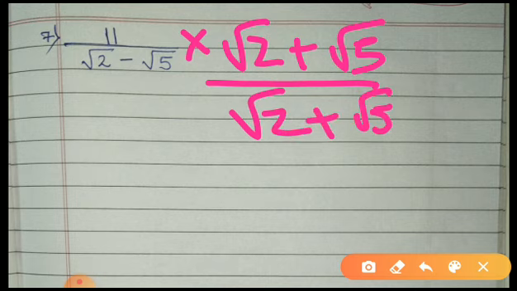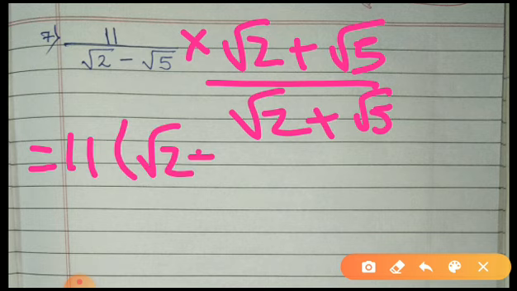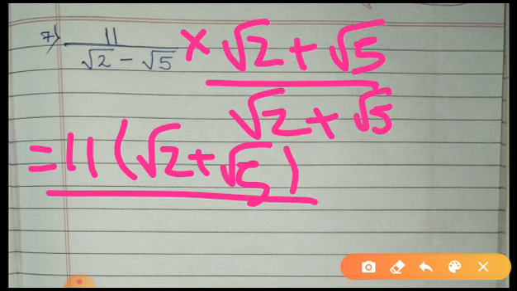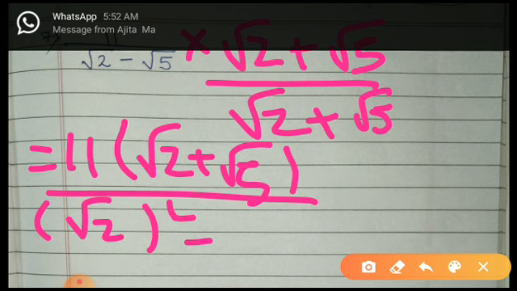Okay. So my next step will be 11 into root 2 plus root 5 divided by, which form again in the denominator? It will be a plus b into a minus b. So a square minus b square.